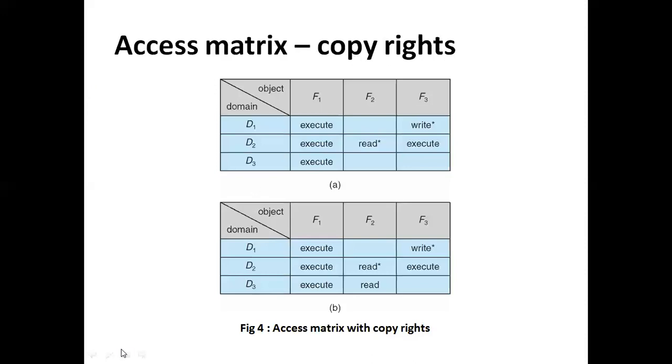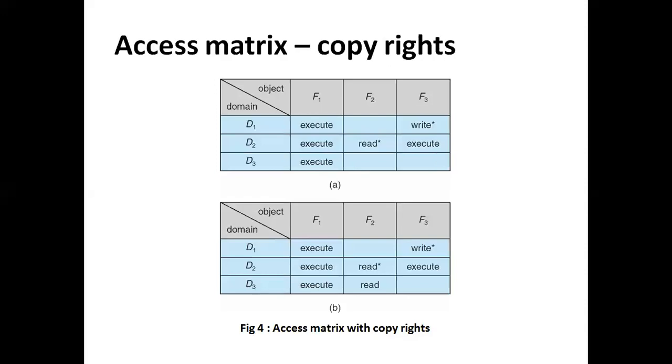We'll begin with discussing copy right. Now, copy is an access right. Here you have two matrices, matrix A and matrix B. Let's look into matrix A first. This matrix A has three domains, D1, D2 and D3, and three objects, F1, F2 and F3. Any process running in any of these domains has the corresponding access rights, as we can see.